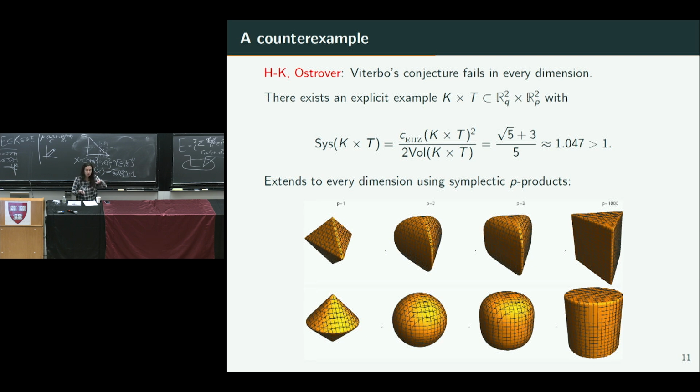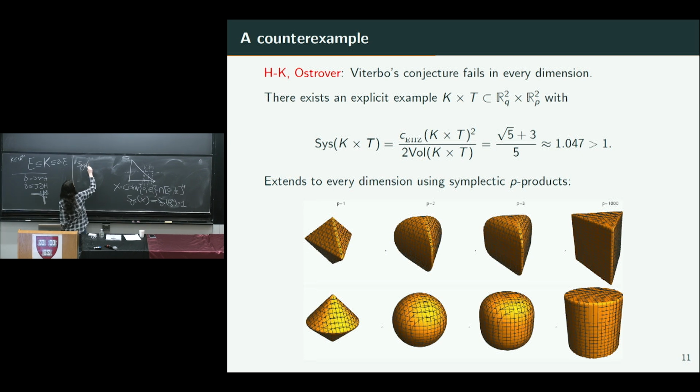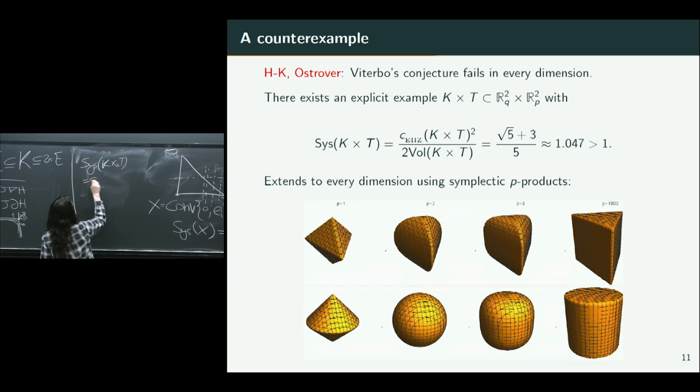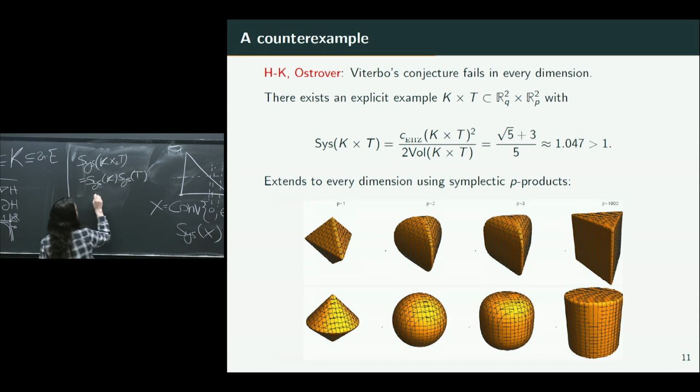Okay, so using these products and keeping track of how the capacity changes and how the volume changes, one could construct a counterexample in every dimension from a counterexample in dimension 4. It's coming from the fact that the systolic ratio of K times_p T would be equal to the product of the systolic ratio of K and the systolic ratio of T, if the capacities are equal. And I'm always using the EHZ capacity here, the minimal action capacity. Okay, so I need to take the p-products instead of the usual.